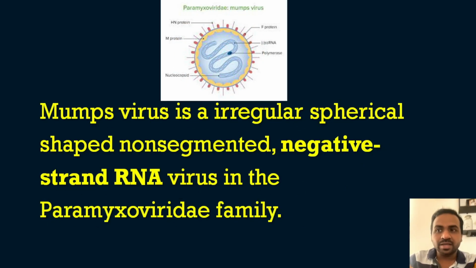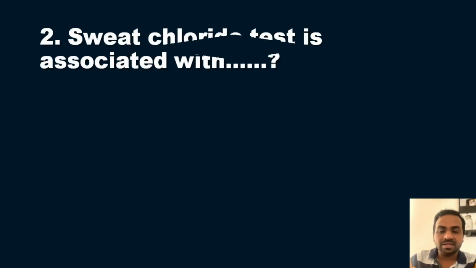Now the next virus I gave in the options was the paramyxovirus, otherwise known as the mumps virus. This belongs to the paramyxoviridae family. The mumps virus is an irregular spherical shaped, non-segmented, negative stranded RNA virus in the paramyxoviridae family. So that's regarding the mumps virus. The first question itself was very informative and a very good question that can be expected in your exams. Now we will move on to the next question, the second question.